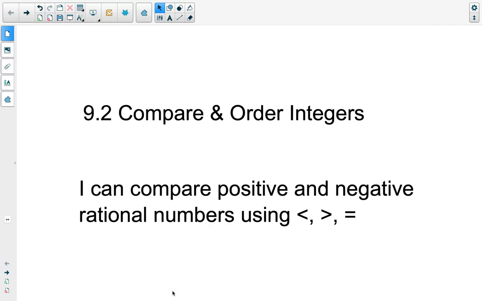Hi everyone. Today we're going to talk about comparing and ordering integers. We can use a number line to do this, and we're going to use a less than, greater than, and equal sign, and we'll also be just putting them in order.